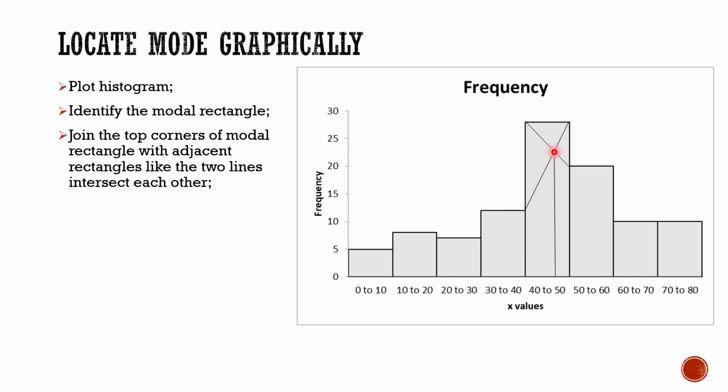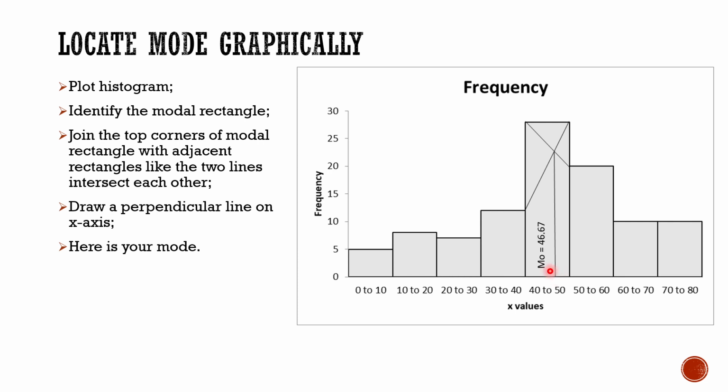Let's suppose this is point A. You draw a perpendicular to the x-axis, and this point gives you the mode. This is the point which is the mode for you, and I've already calculated it for you. That was 46.67. If you put it in the formula, you will get 46.67. So here is your mode.